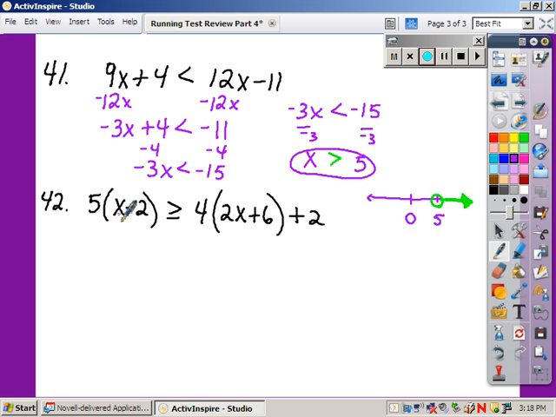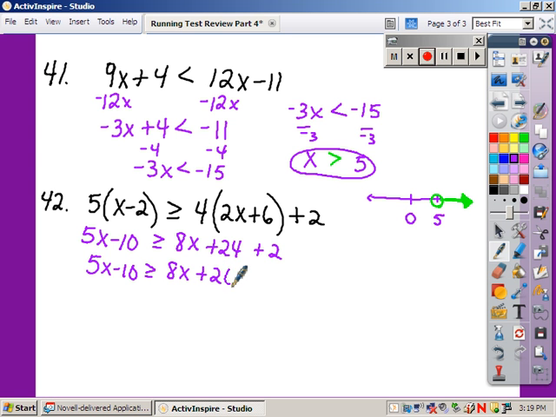So I'm going to distribute over here 5x minus 10. I'm going to distribute in here 8x plus 24. And I have that plus 2 on the end. So this all is going to stay the same for a minute while I combine the like terms on this side. 24 and 2. Okay, again, I don't want the variable to end up on the right, so I'm actually going to subtract the 8x away from this side and this side.